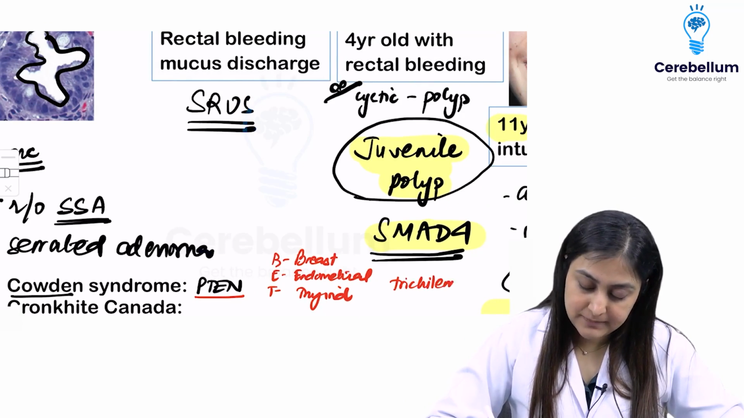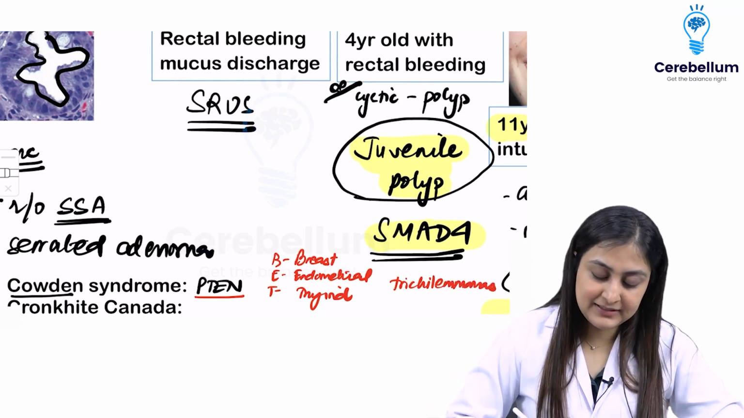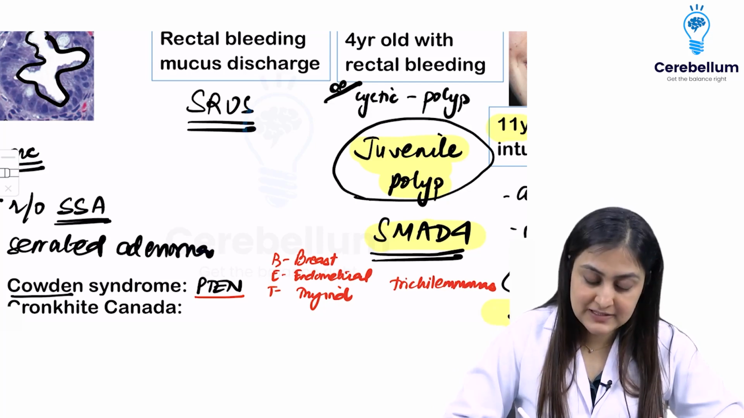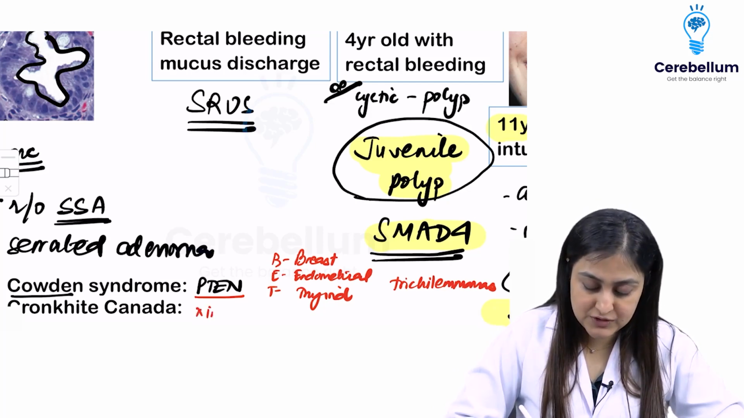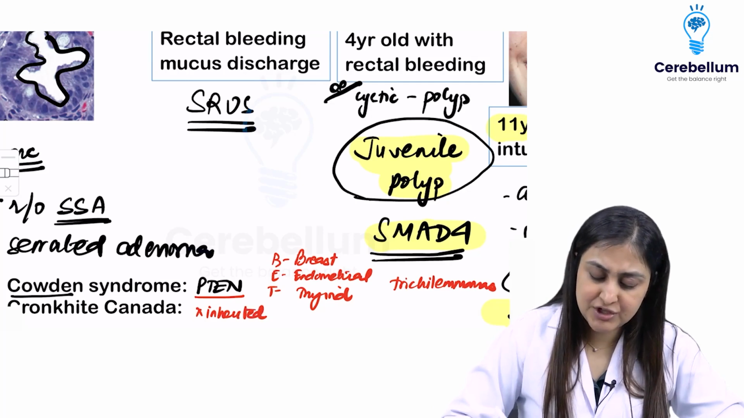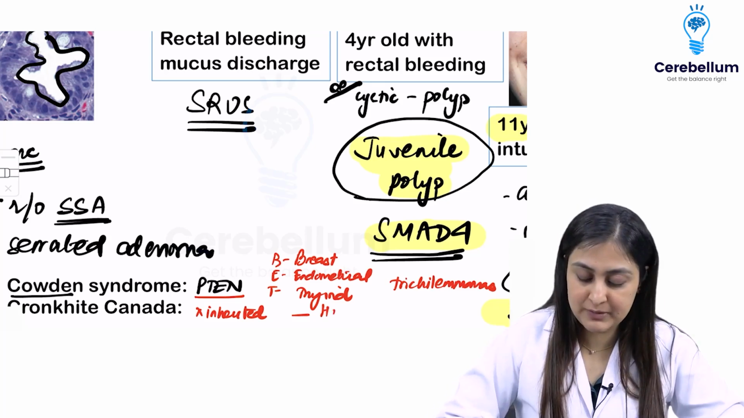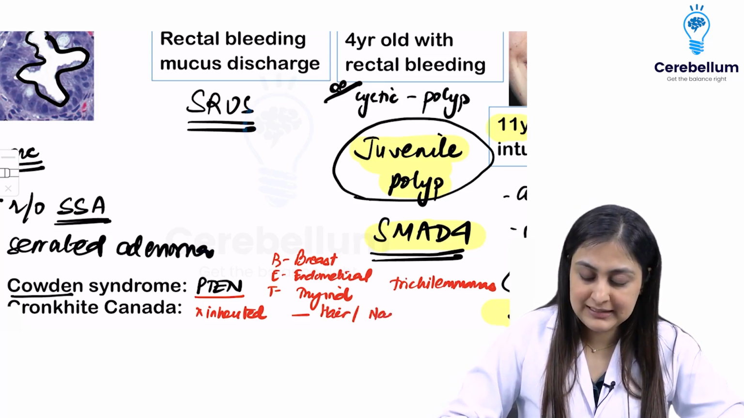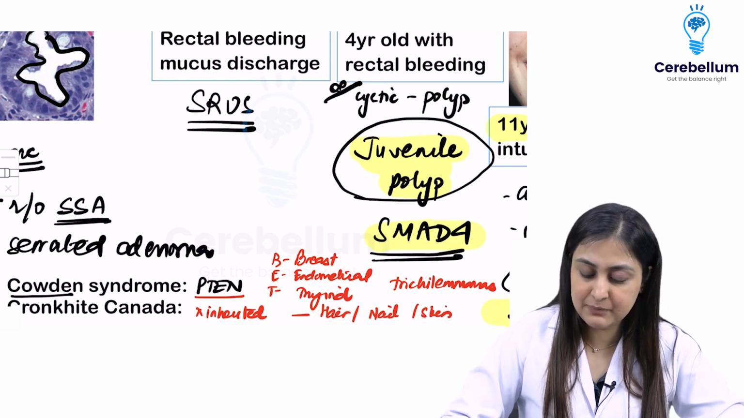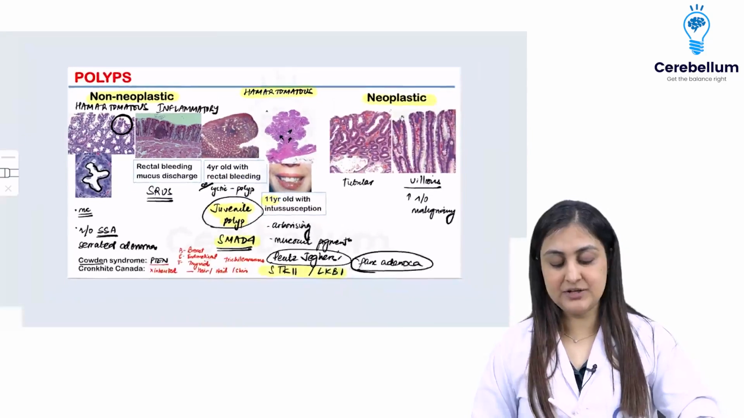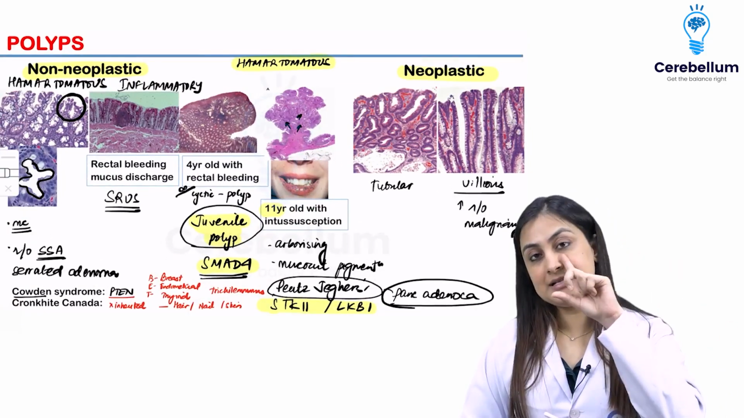In Cronkhite-Canada, the most important thing is this is not inherited. Alright, so this is not inherited. In addition to polyps, you're going to have all of the ectodermal derivatives having problems. So you're going to have alopecia, nail problems, skin problems. So all ectodermal derivatives have a problem in Cronkhite-Canada.